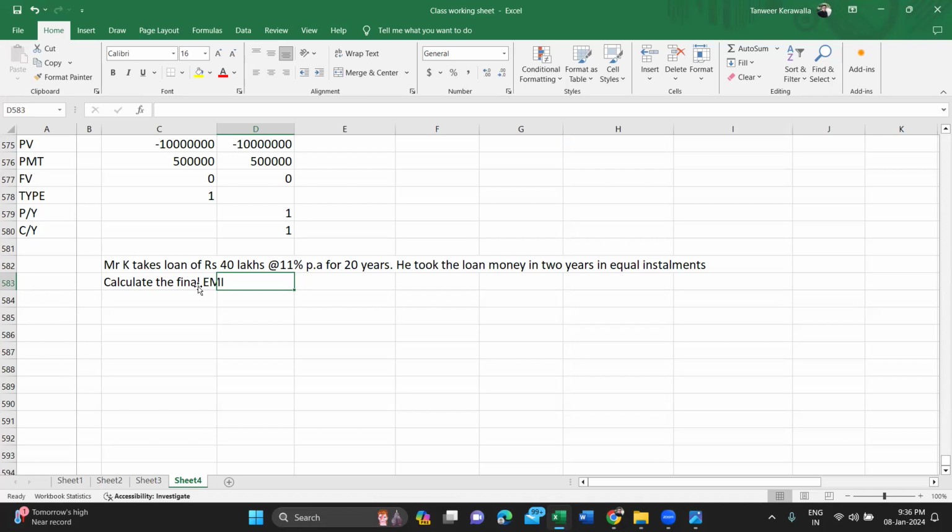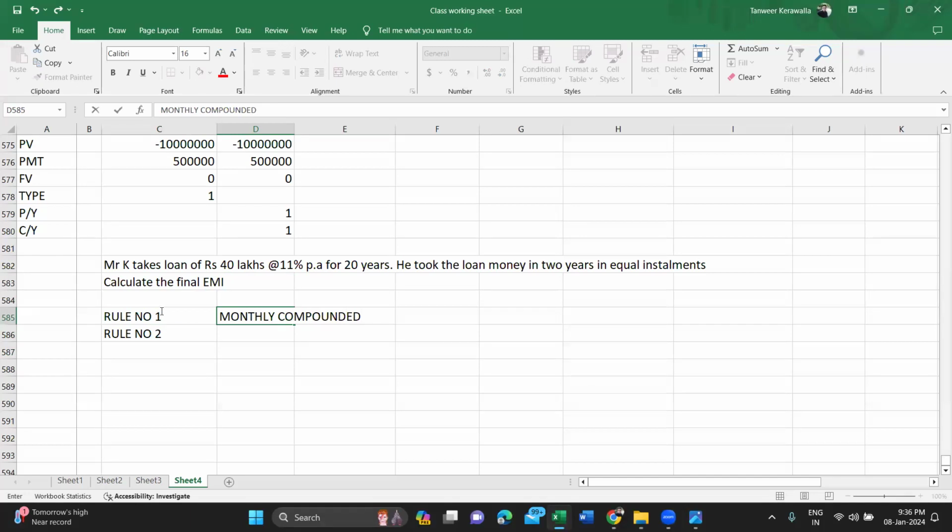Now, for loan questions, we had written down two assumptions before. There are two rules, rule number one and rule number two, which you have to assume for any loan EMI question. The first rule is that monthly compounding is there by default. Loans are always monthly compounded because that gives the bank a higher amount of interest, right? So every month interest is computed, compounded, computed, compounded. So the effect is much higher. That's why you end up paying more interest.